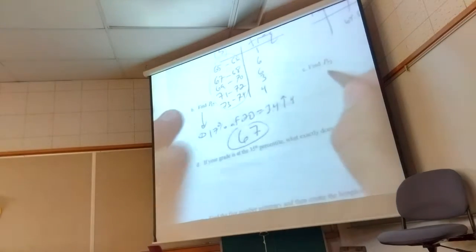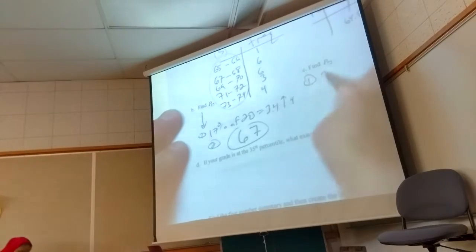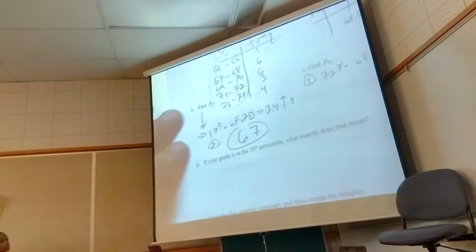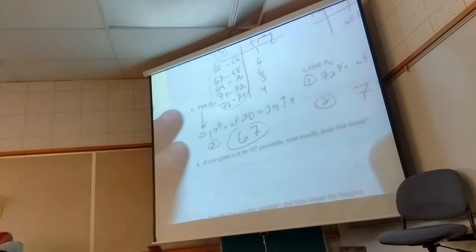And then same thing here. First step, 72% of 20. Yeah. 14.4. 15th number is the answer. The 15th number was 72.